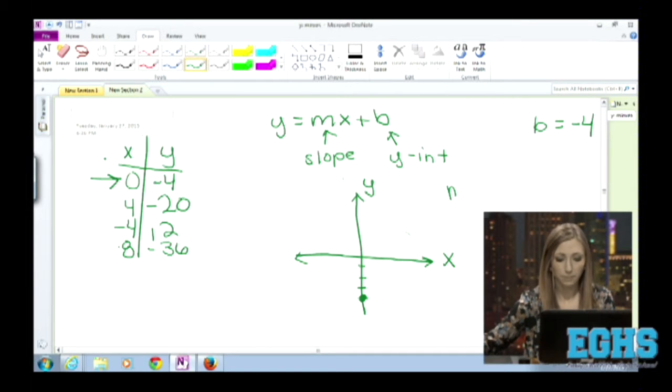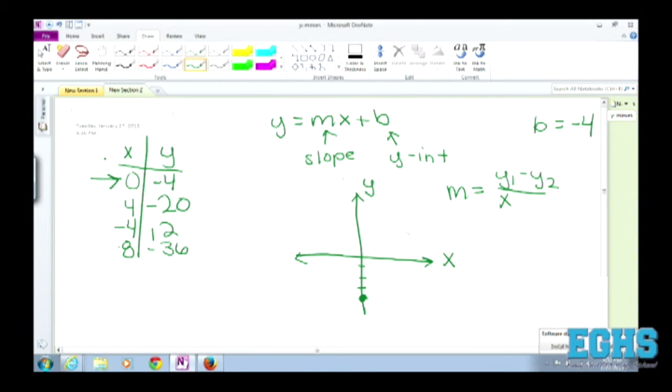Slope is going to be found by taking your two y values, finding the difference between the two, so y1 minus y2, all over x1 minus x2. And it doesn't really matter which two coordinates we choose. I'm going to highlight the two that I'm picking just so you can see how I'm getting my numbers and how I'm calculating everything. I chose 0, -4 and 4, -20 as my x's and my y's to find out what my slope is.